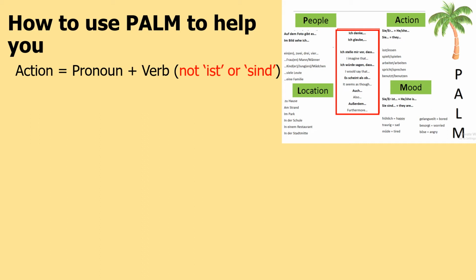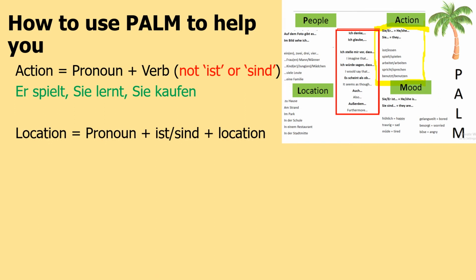So this is where you would only have the pronoun and the verb, not ist or sind. So as you can see here, it's a bit small, but if you look at the action part, you use your pronoun, which is here at the top, and then you've got various different verbs. There is no ist or sind in between. So we've got examples such as spielt, for he plays, sie lernt, she learns, and sie kaufen, they buy.